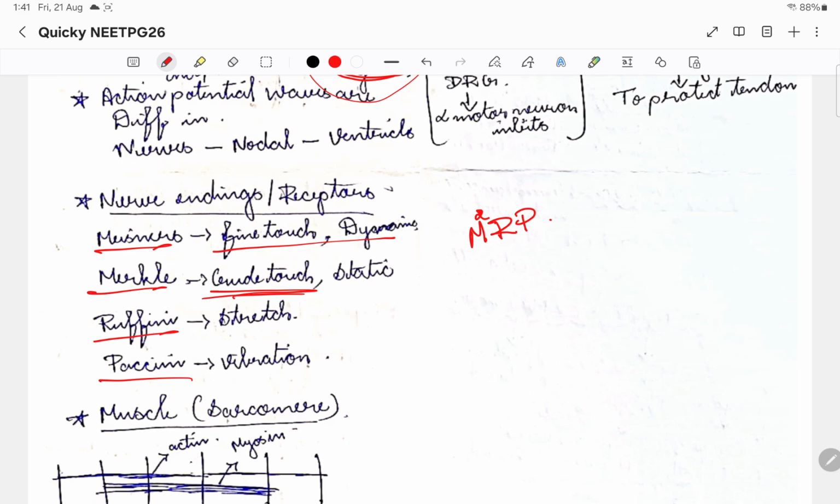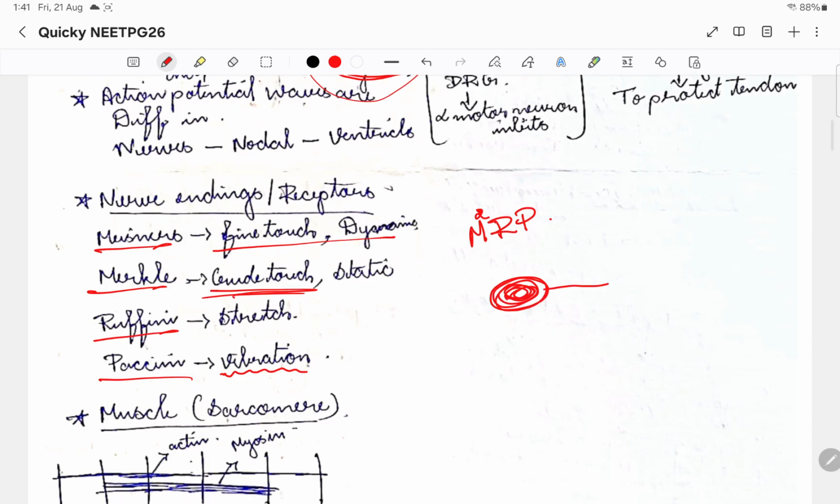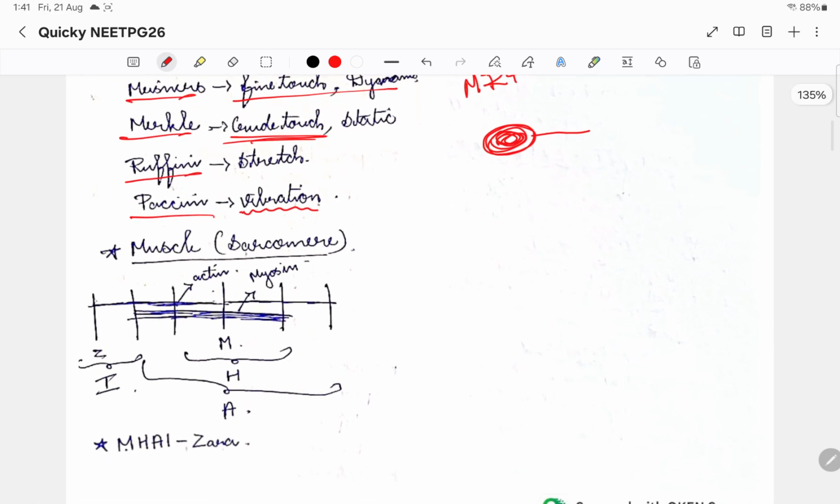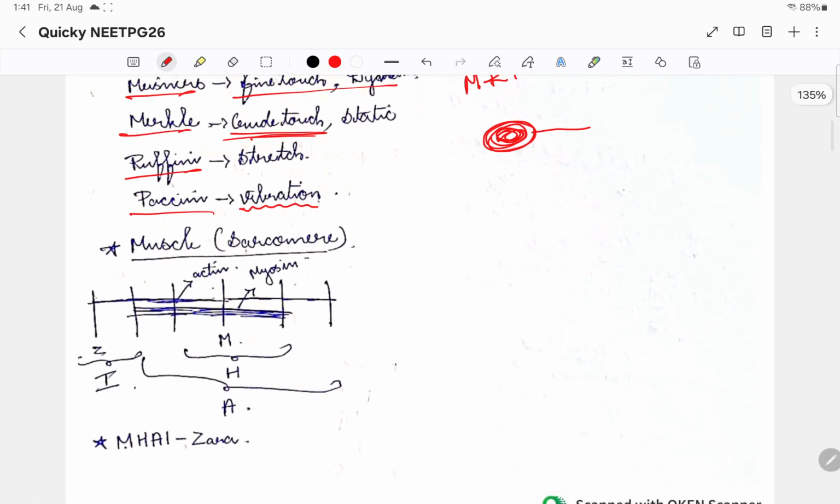If I stretch the skin, it is the Ruffini that is carrying it, and if vibration is there, it is the Pacinian corpuscle that will be carrying the vibration. The Pacinian corpuscle just looks like an onion. So remember this: Pacinian corpuscle just looks like an onion. This was asked in the previous year. If you want, just type in Google and you'll get an image of Pacinian corpuscle. That is what I want you to remember.